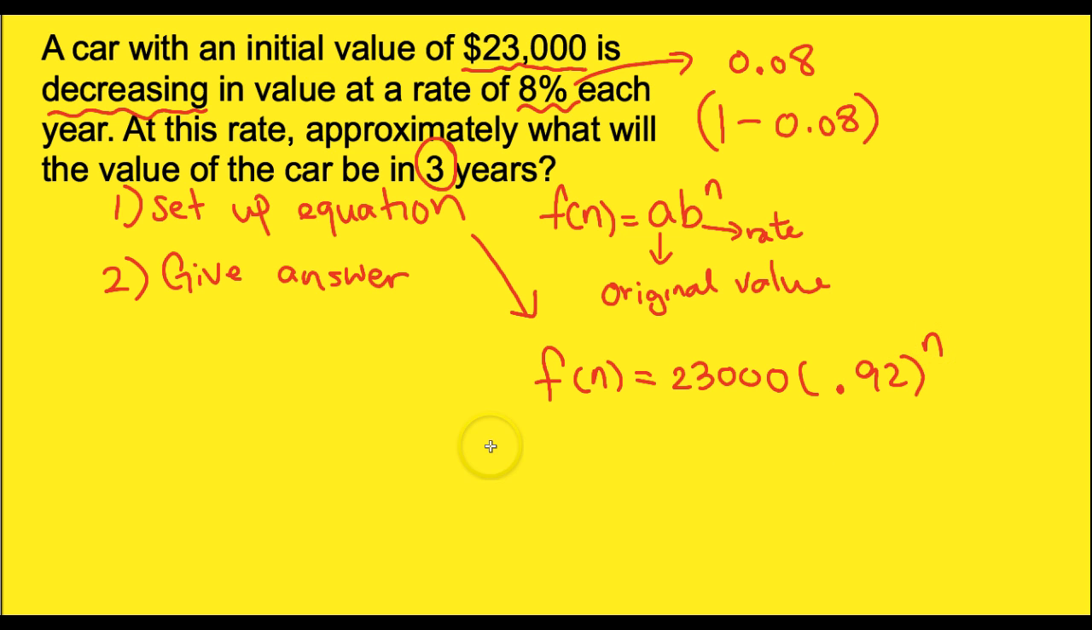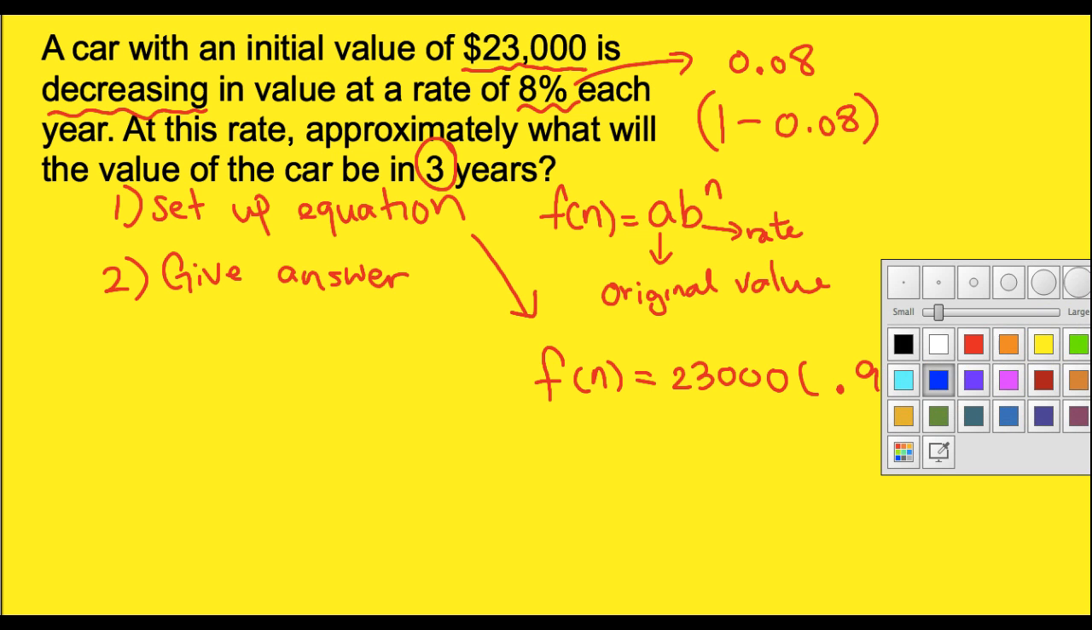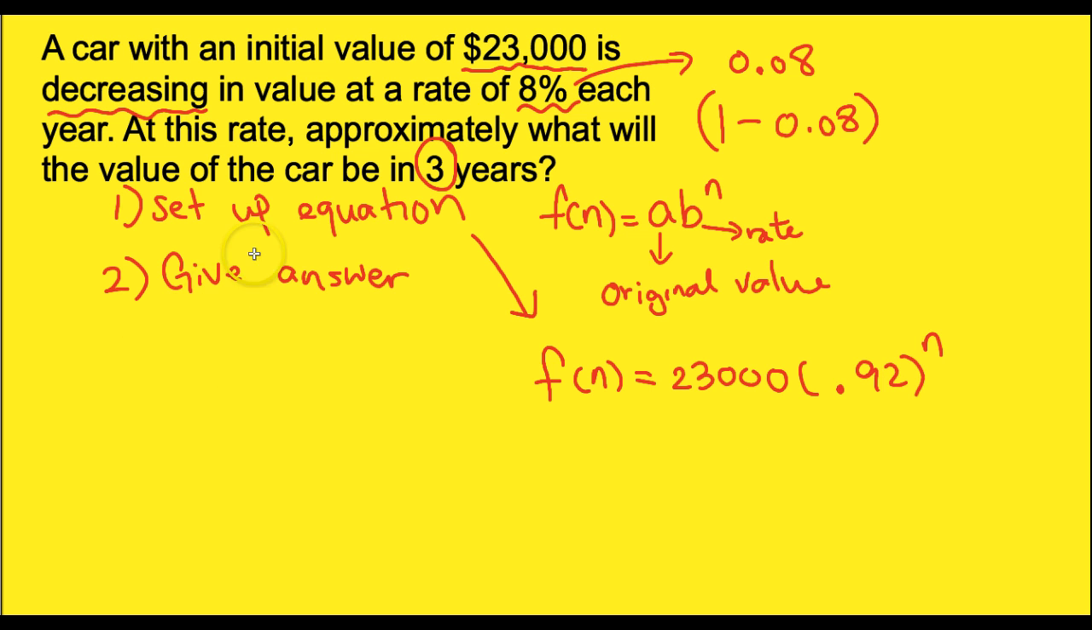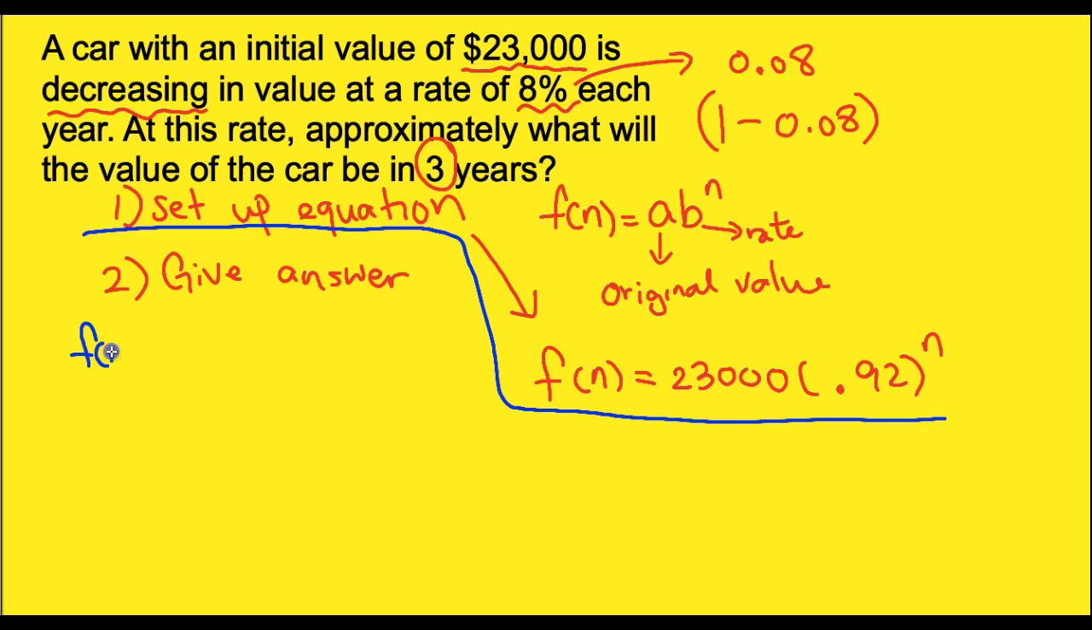For question number 2, let me just change the color of my pen. I'm just going to put f of n equals 23,000 times 0.92 raised to the 3rd power. I could very easily tell you to draw a graph for me on this one, but I won't do that because you have to do graphs and all that stuff for that one open-ended question, and that's going to be intense.